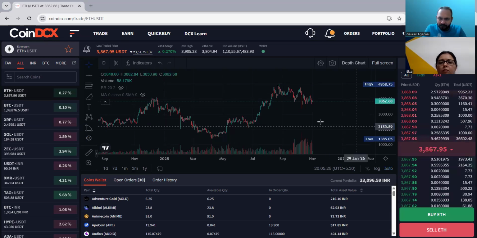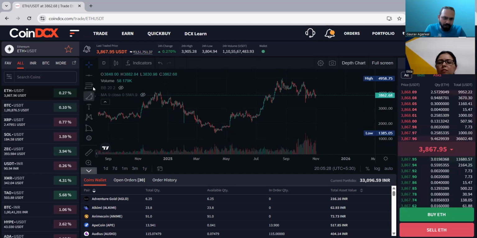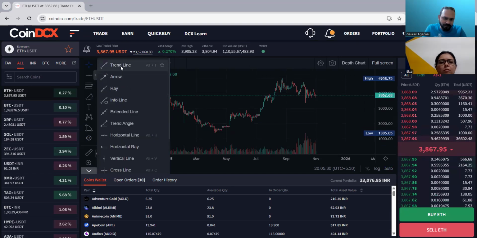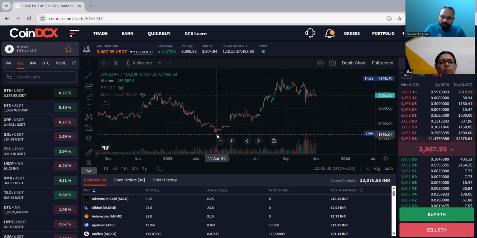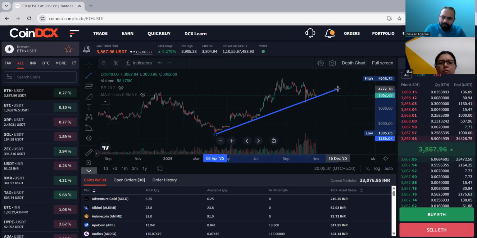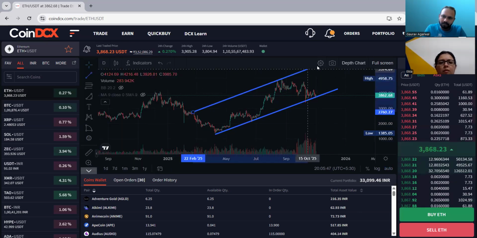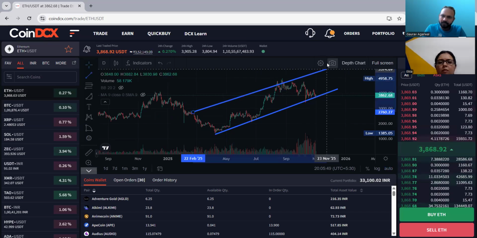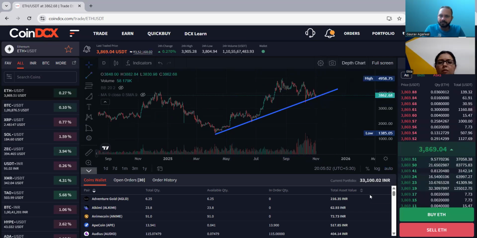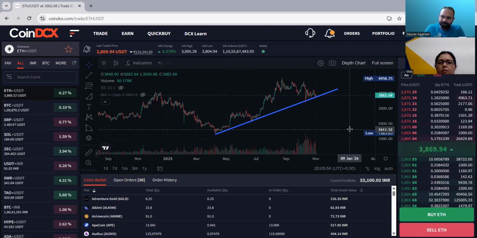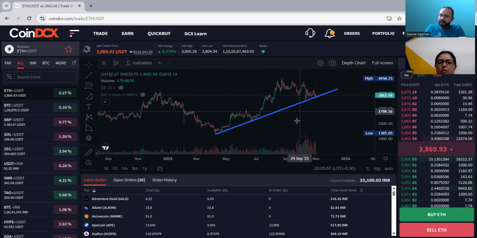And maybe you can try to draw a trend line also. Let's see the trend line. See, this is a trend line support. The top also you can draw. So this is a trend line support, correct?